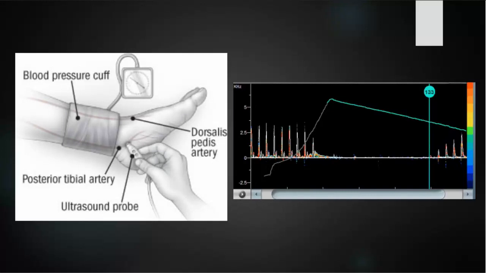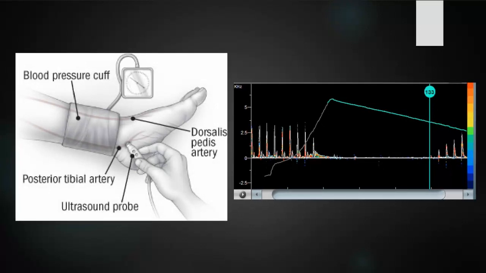Now, this is a modern type of waveform. I'm not really sure what the color scale indicates on the side here, but on the left-hand side, this is what our transducer should look like. See that angulation? We're really coming in on a steep angle, about a 60-degree angle to that PTA along the medial aspect of the ankle. We have our blood pressure cuff around that ankle, a little bit higher away from the bone.